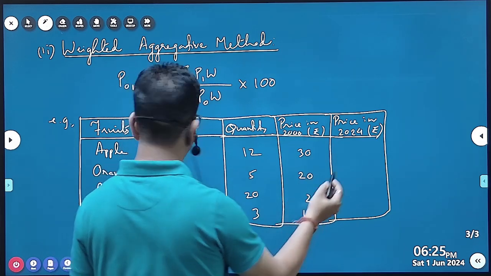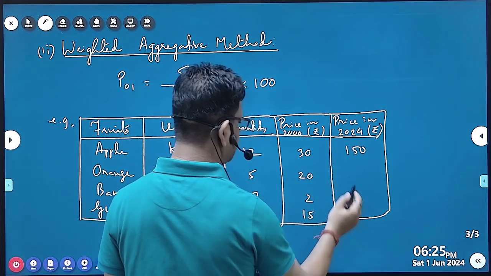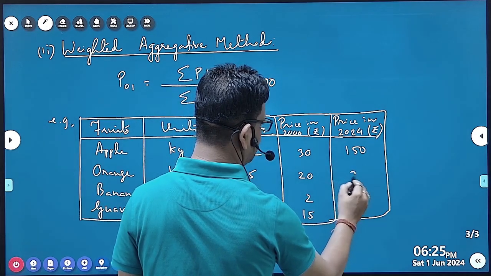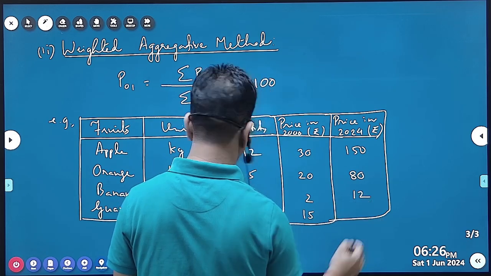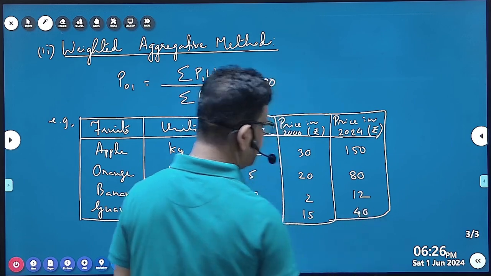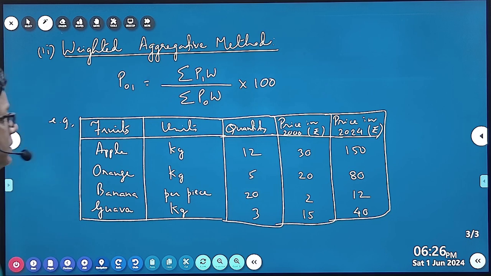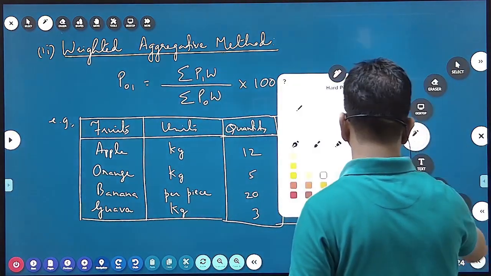Now current, suppose it is 150. Suppose this is 80 rupees. Suppose this is 12. And suppose here it is 15. So suppose here it is 40. Getting it? As I said just now, that formula itself says what to find out. Now, how many columns are required to add? Two columns are required to add.